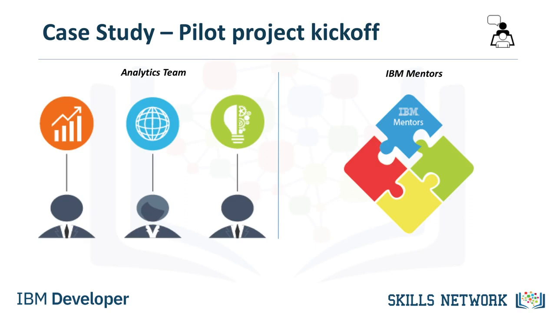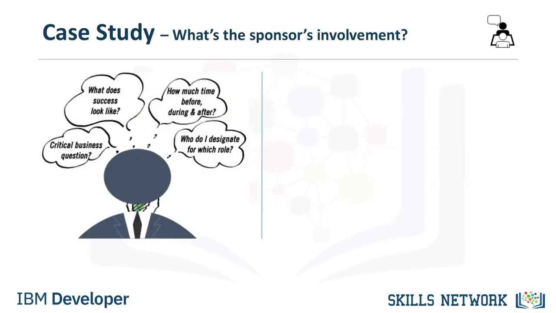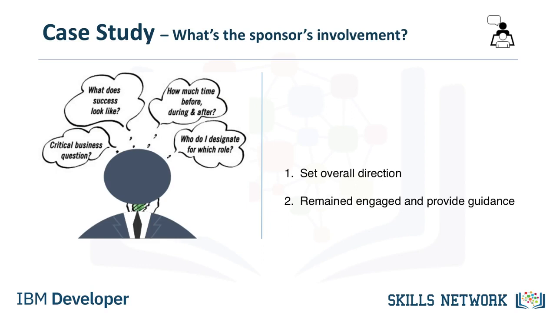To gain the business understanding that would guide the analytics team in formulating and performing their first project, the IBM data scientists proposed and delivered an on-site workshop to kick things off. The key business sponsor's involvement throughout the project was critical in that the sponsors set overall direction, remained engaged and provided guidance, and ensured necessary support where needed.